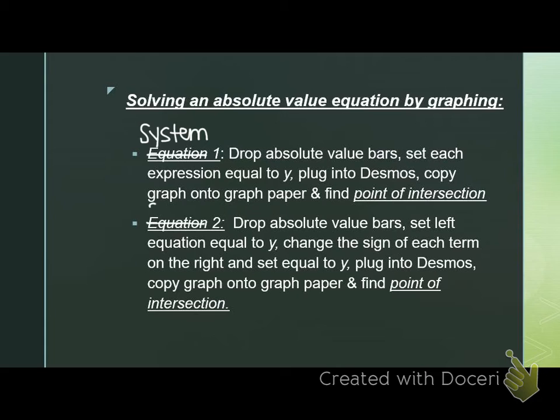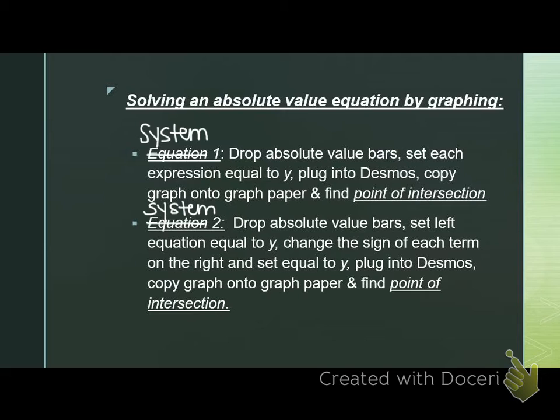So cross out the word equations and let's change them to system. System 1 and system 2. All right, system 1 is super easy. We drop the absolute value bars and we do exactly what we just did. We set each expression equal to y.